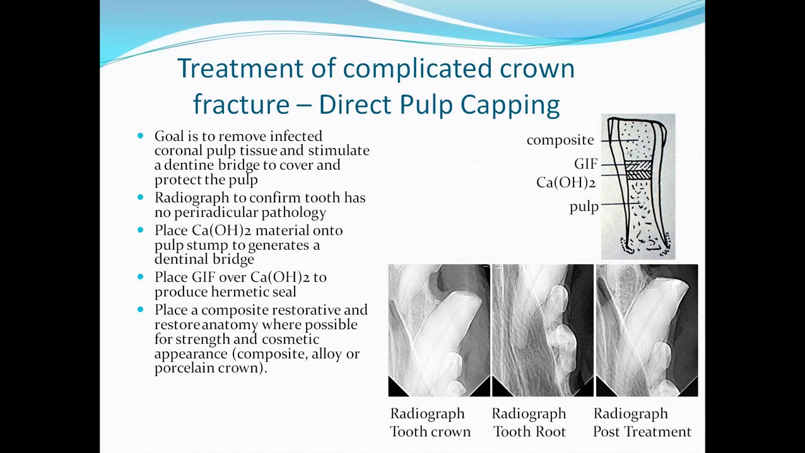And then we place on top of that a 2 mm layer of a composite restoration, and that restores the tooth back ideally to its anatomical shape, if you can. It also adds some strength to the tooth because you've got some composite inside the tooth. But if you really want strength and you really want a proper cosmetic appearance, as I've written here, you would need to place a crown on top of the tooth in the long term.